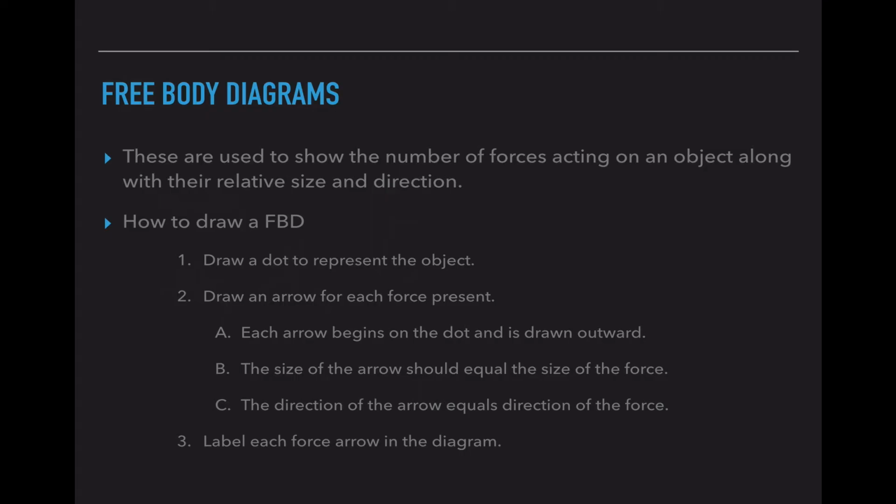Then you have to draw an arrow for each force that is present. But specifically, there are three things I want you to keep in mind. Each arrow begins on the dot and is drawn outward. So you are starting from the center and working your way out. The size of the arrow should be equal to the size of the force, so bigger forces have bigger arrows. And the direction of the arrow is the same as the direction of the force. Then we're just going to label each of the arrows using the symbols from the previous slides.